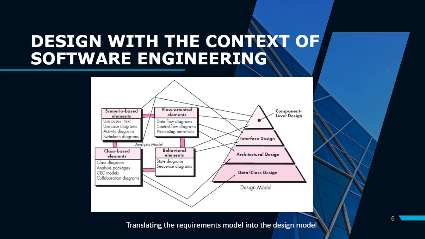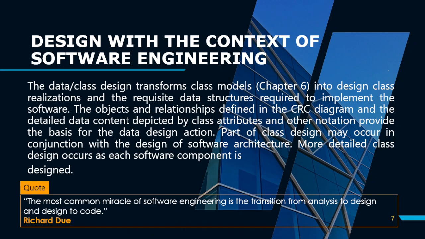This picture gives us an overview of how the requirements model is converted into the design model. So design in the context of software engineering tells us that the data or class design, which we have seen in the figure, transforms into a design class, and that requires the data structures needed to implement the software. Here the objects and relationships defined in the class relationship context diagrams, and the detailed data depicted by the class attributes and other notations like methods, will be the main actions of the design.